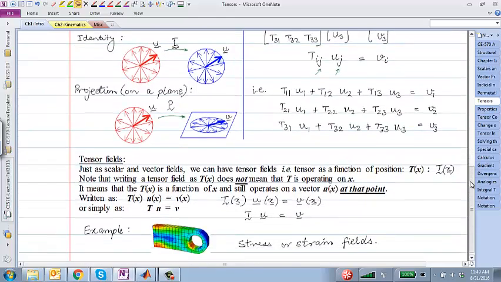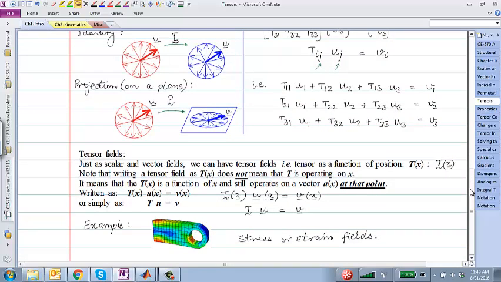All right, so that's just a brief introduction of what a tensor is. We'll get into much more detail about properties of tensors. A quick thing to point out before we do that is similar to a scalar field. Remember we talked about temperature fields over a body. A vector field. Can anybody give me an example of what a vector field might be?